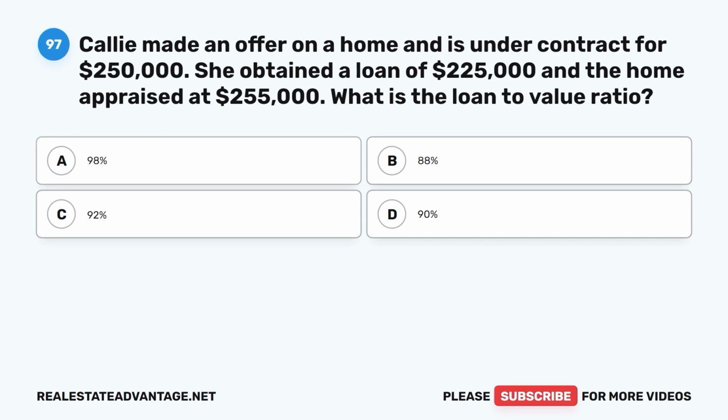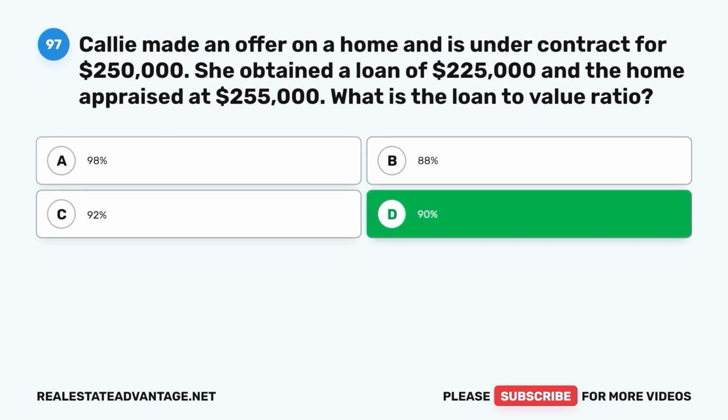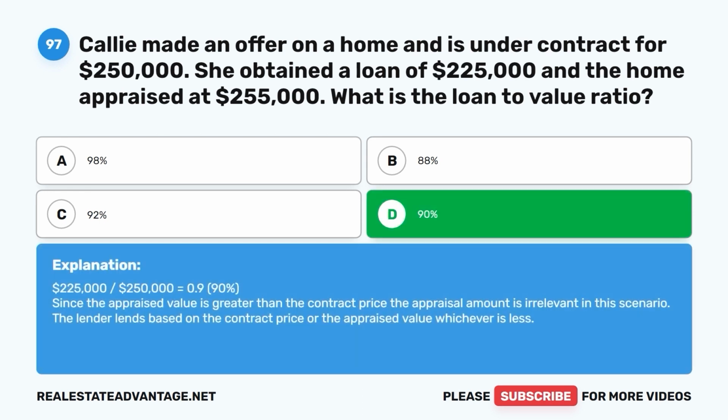A. 98%. B. 88%. C. 92%. D. 90%. The correct answer is D. 90%. $225,000 divided by $250,000 equals 0.9, 90%. Since the appraised value is greater than the contract price, the appraisal amount is irrelevant in this scenario. The lender lends based on the contract price or the appraised value, whichever is less.